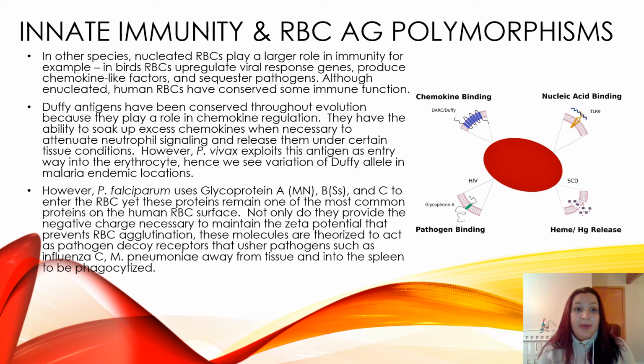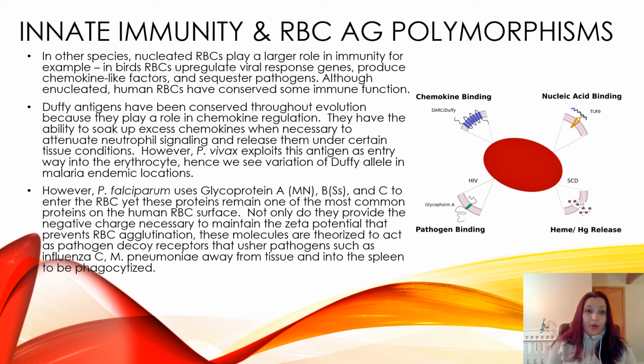So finally, I have another example of how infectious diseases have put evolutionary pressure on our RBC antigens. In other species, the red blood cells play a big role in immunity. For example, birds, amphibians, and fish have nucleated RBCs, and they upregulate viral response genes, produce chemokine-like factors, and even sequester pathogens. And although our RBCs are enucleated, we have conserved some of that immune function.